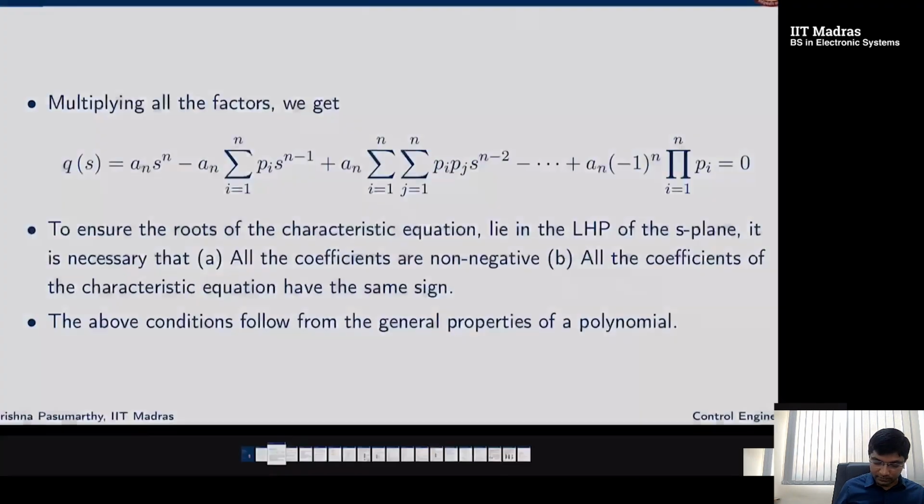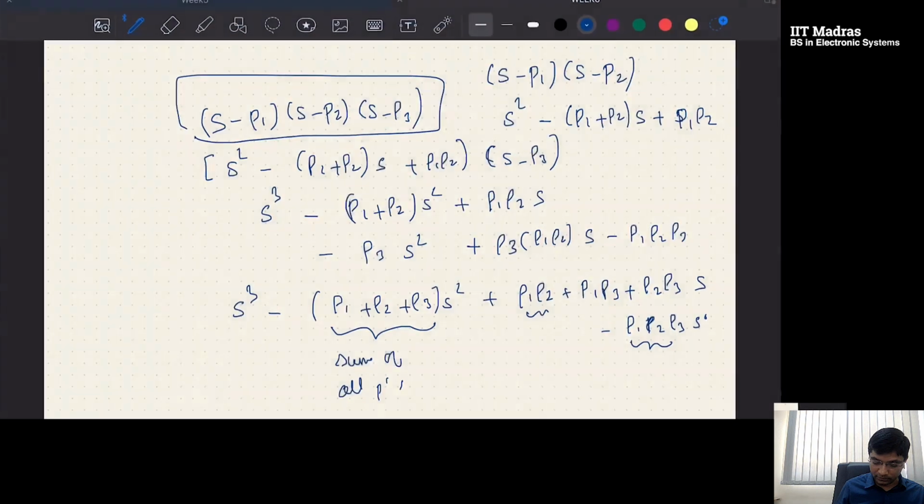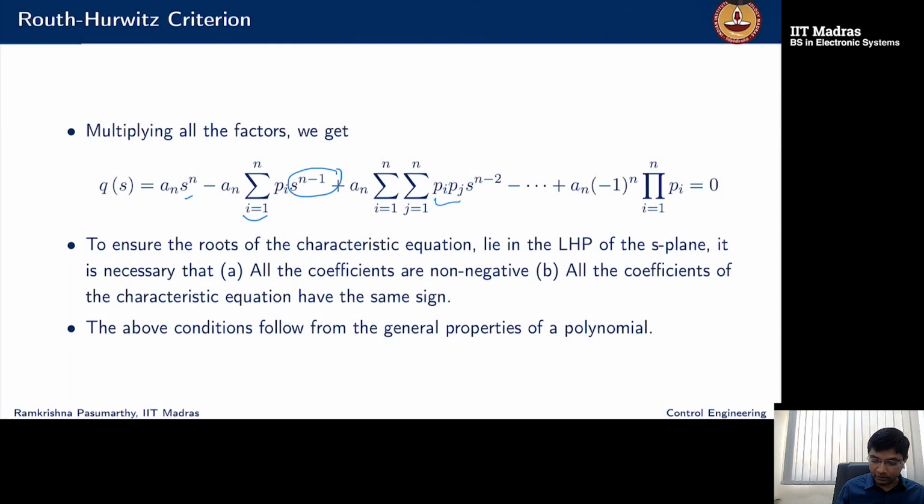Now I can generalize this to say the following, right? So multiplying all the factors, I have Q(s), okay, so the a_n here is 1 in our case. S power n minus 1 will have the sum of all the p's. This is the sum. S power n minus 2 will have two components multiplied at a time, that is p_i p_j, and all the way until I end up with the product of all the poles with negative 1 power n.